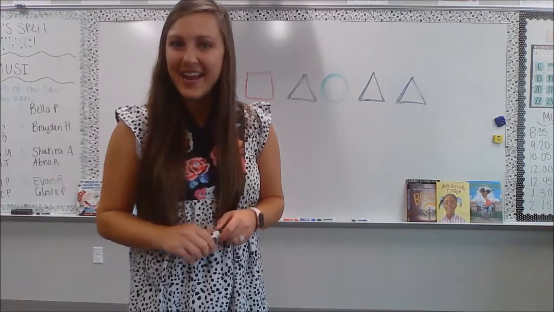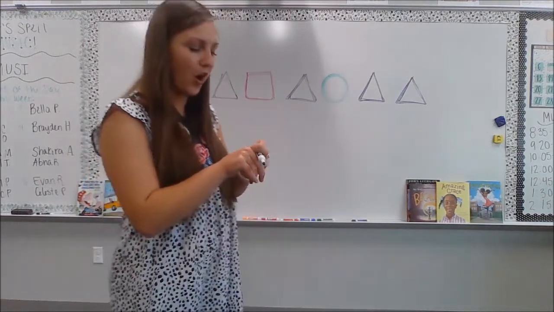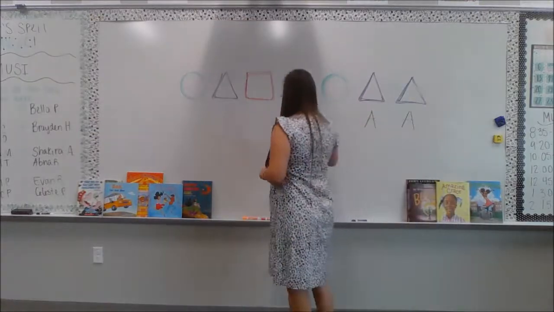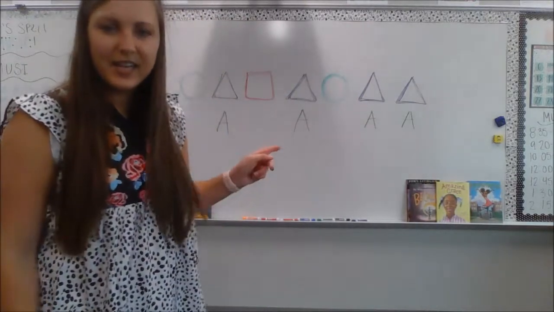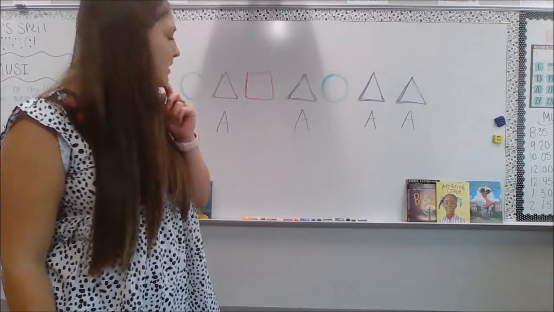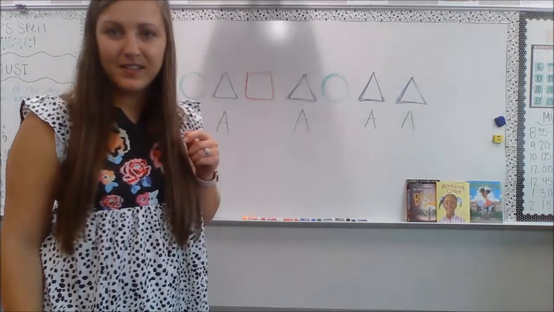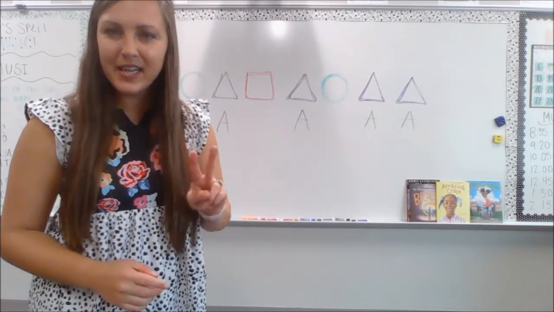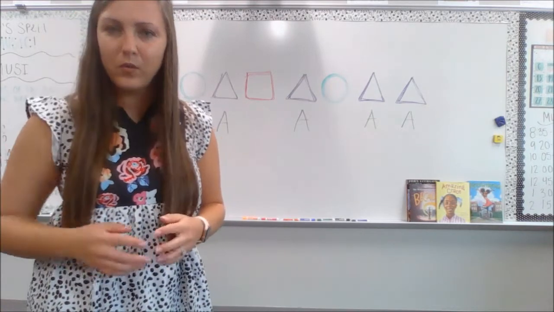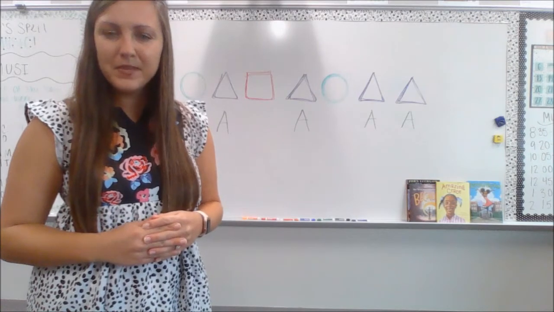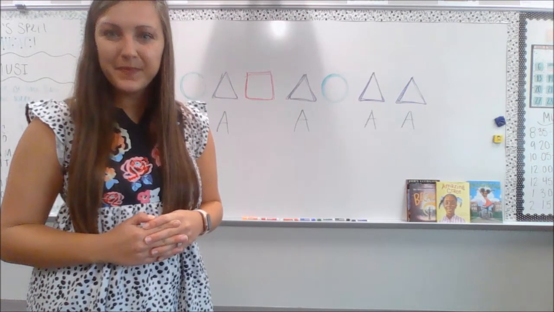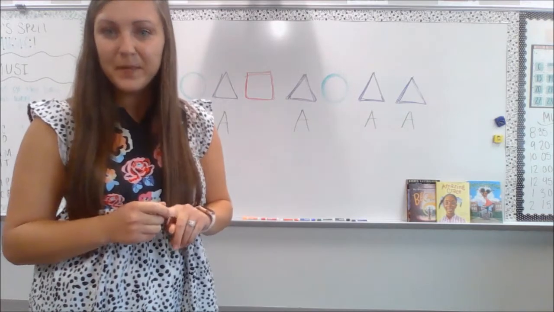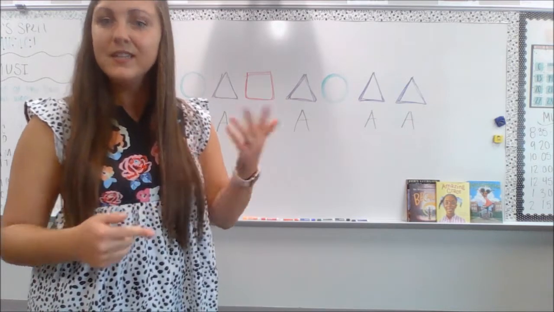If you said A, you are correct. So we're going to give all the purple triangles the letter A. Now, what's the second shape that we see? Is it the square? Nope, it's the circle. So what would be a good second letter to give our circle? What comes after the first letter? If you said B, you are correct. Because in our alphabet, it's A, B, and then it goes on.